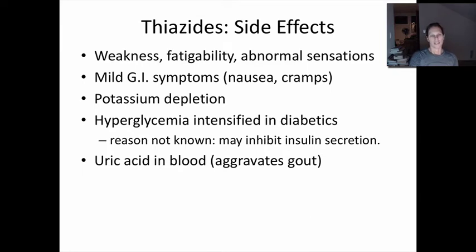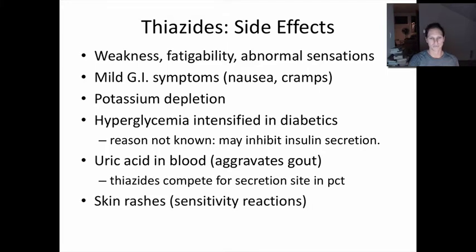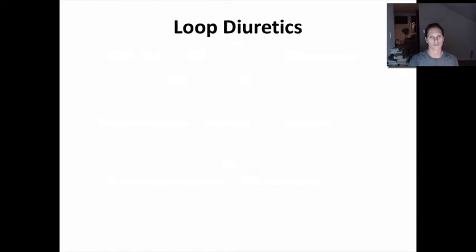People on thiazides tend to have higher levels of uric acid in their blood, so if they have gout, that's something to consider as well. And you can see that uric acid is secreted in the proximal tubule, and the thiazides compete for the same secretion site as uric acid. They're sulfa derivatives, so it's not uncommon for people to develop skin rashes if they're sensitive to those agents. Okay, so those are the thiazides.